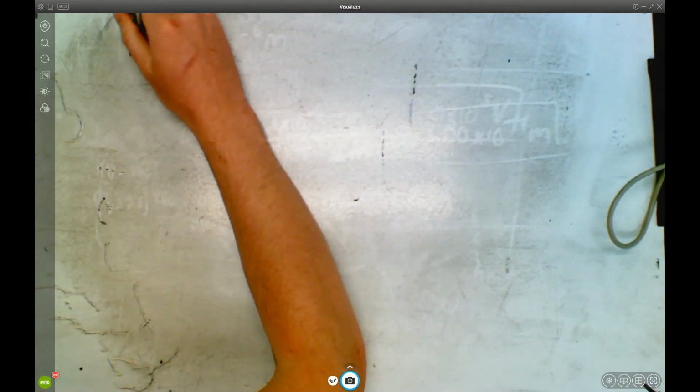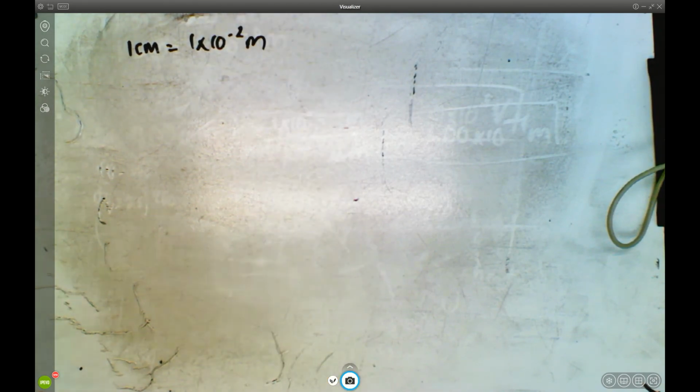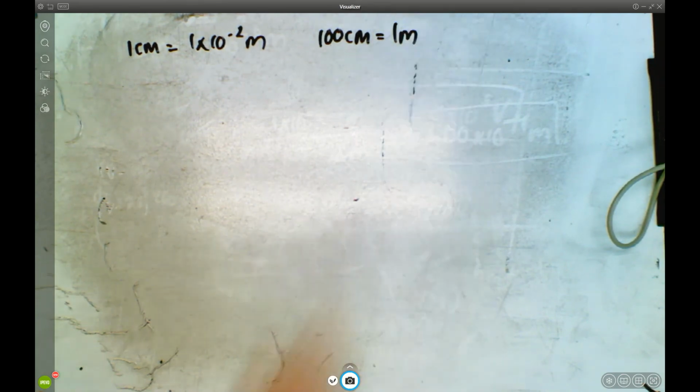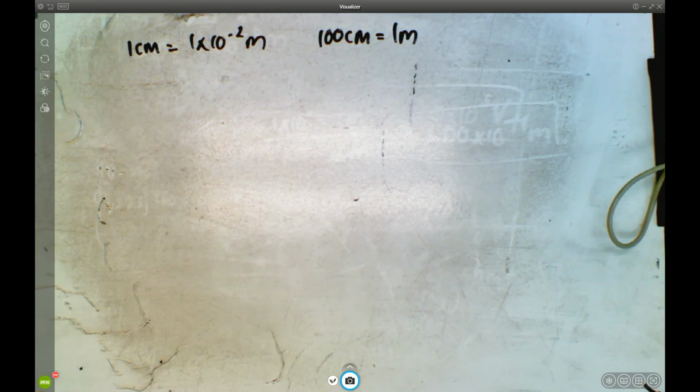If you've memorized the conversion, like lots of people know that there's 100 centimeters in 1 meter, that's fine too. Or you can just stick to your chart. Either one will get you the correct answer. Both of those conversions are correct.